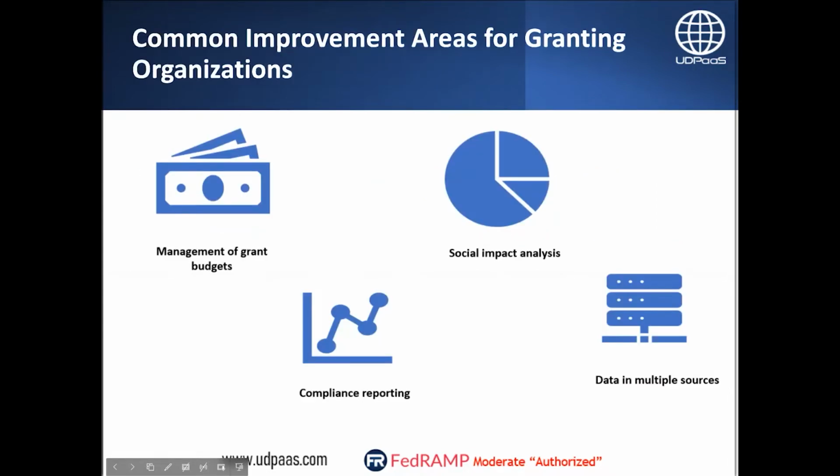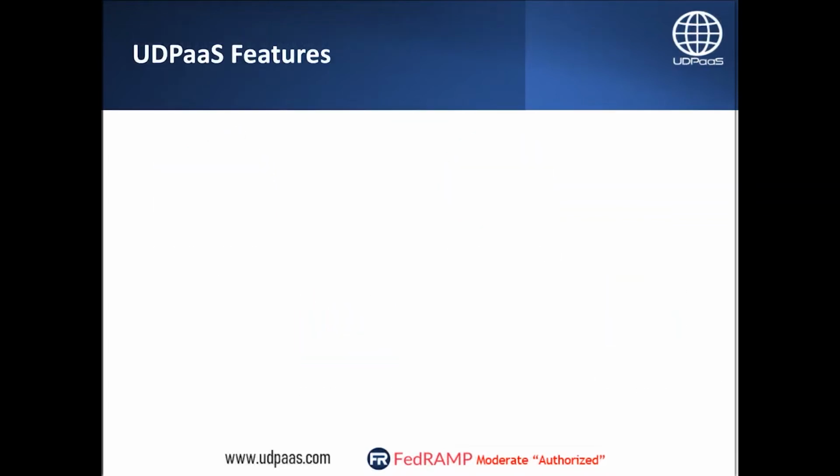Here are some common areas for improvements we see in the grants management space. For example, UDPaaS can better manage your agency's grants budget by tracking balances and adjustments. UDPaaS can track metrics and measure success of your social impact. The flexibility of reporting in UDPaaS allows you to better collect data for compliance reporting purposes. And ultimately, UDPaaS allows you to store all of your grant data in a single source throughout the grant making process.